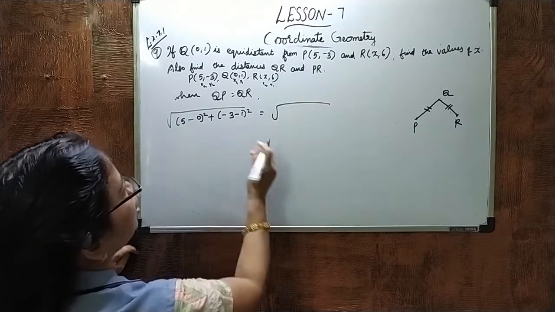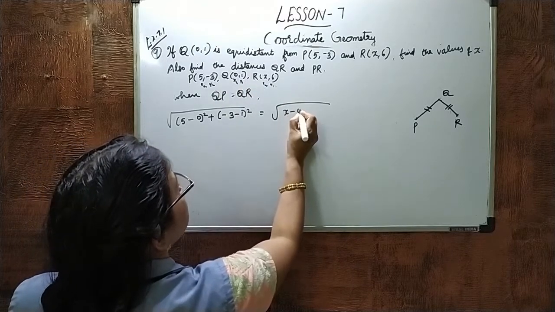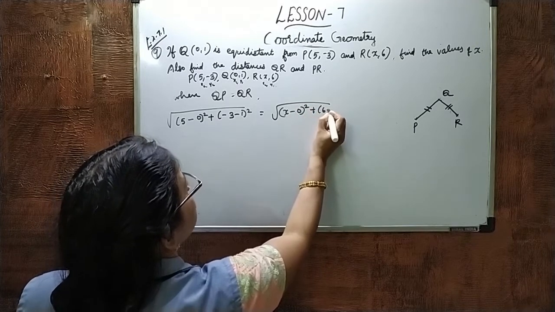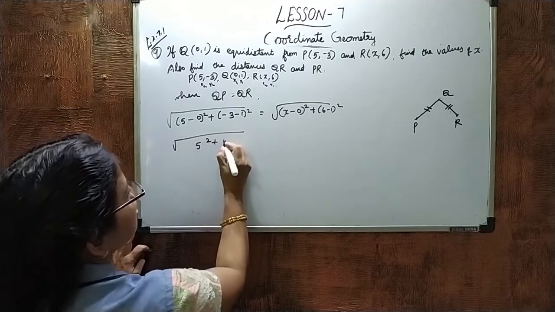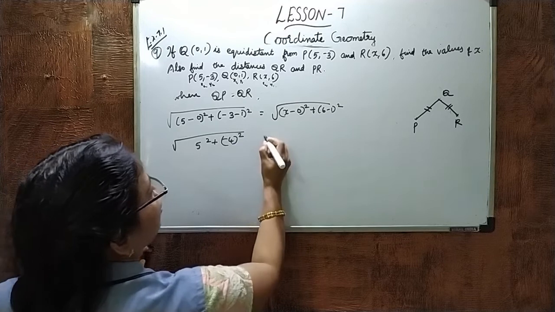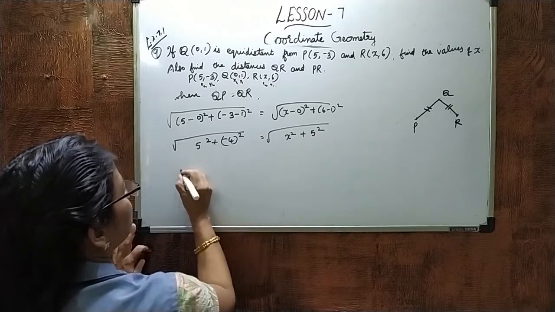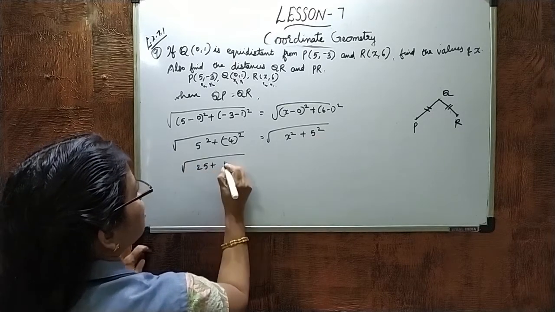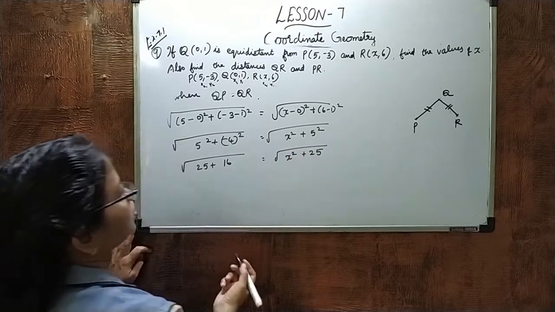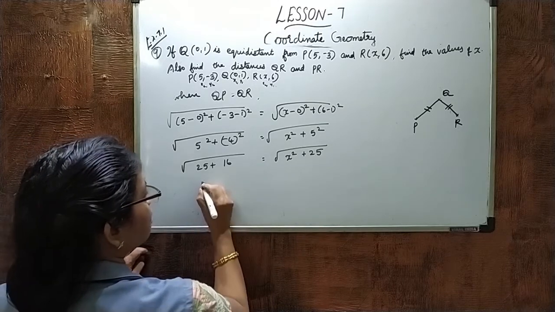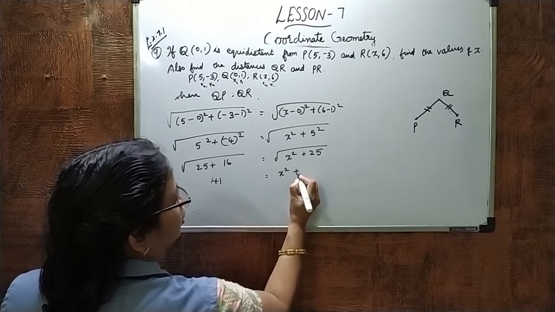equals QR. QR means here Q will be x1, y1, R will be x2, y2. So it will be x minus 0 the whole square plus 6 minus 1 the whole square. So here it will be 5 square plus -4 square equals root of x square plus 5 square. Now it will be root of 25 plus 16 equals root of x square plus 25. So root and root cancelled. 25 plus 16 is 41 equals x square plus 25 you will get.